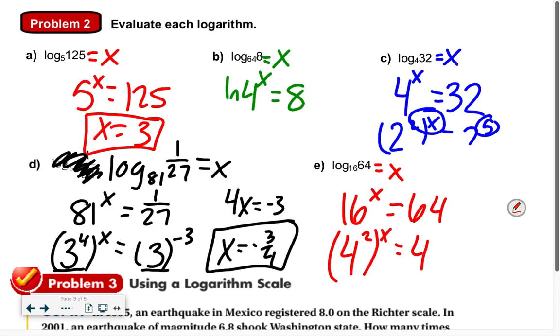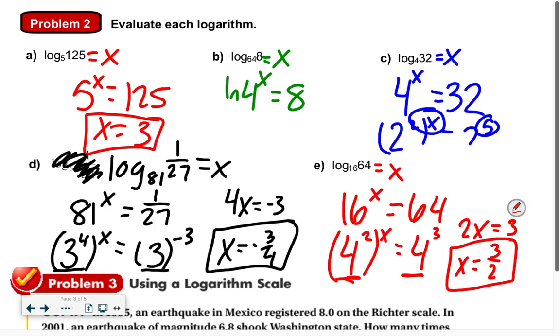You said you can get a 4 out of here too? 4 to what power? Third? Do I have a common base? Yeah. If you did a 2, would you have a common base? Probably. Maybe 2 to the 6. Either way, you should get the same place. Now that I have a common base, what's the next step? Exponents equal, so 2x equals 3, so how much is x? 3 over 2, 1.5.